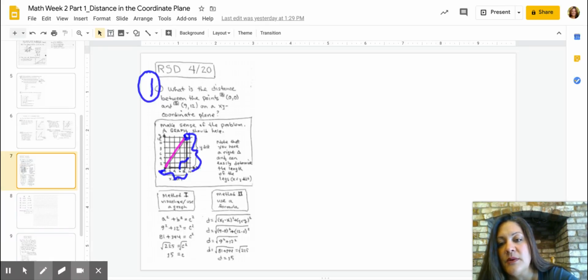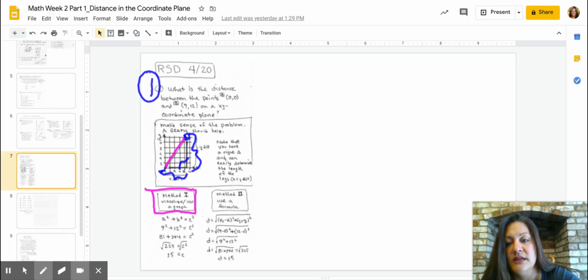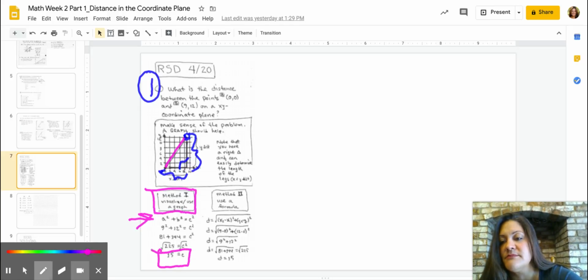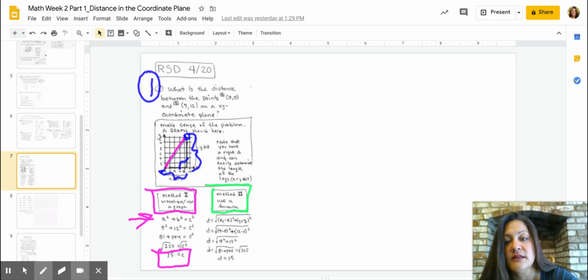Okay, so method 1, we're going to visualize and use a graph, which is what happened up here. Use Pythagorean: a squared plus b squared equals c squared comes up with 15 equals c. You can also use method 2, which is to use a formula. Here it is: d equals square root of change in x squared plus change in y squared. Plug in your values. You have to make sure that you have your x's together and your y's together. Solve it, comes up with d equals 15.